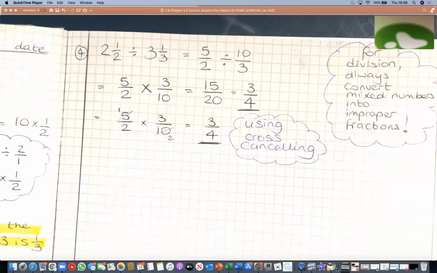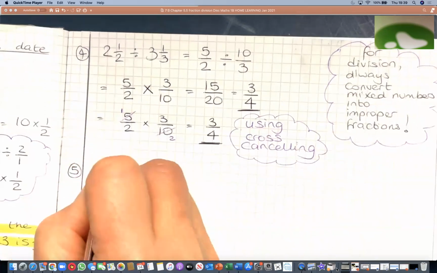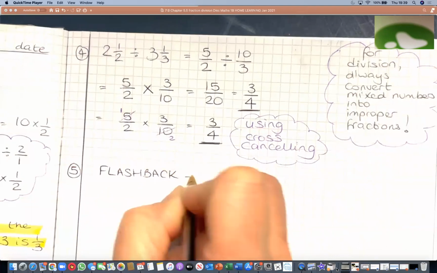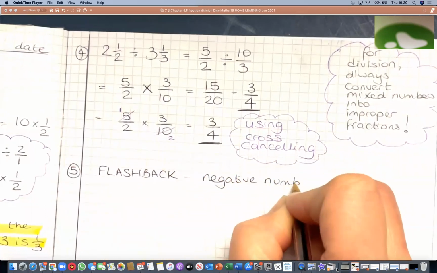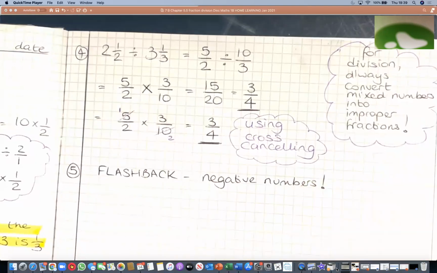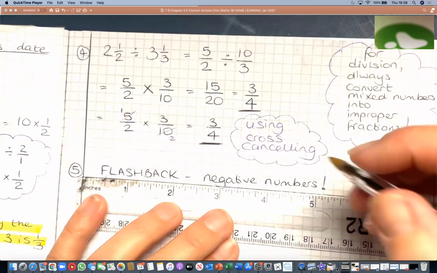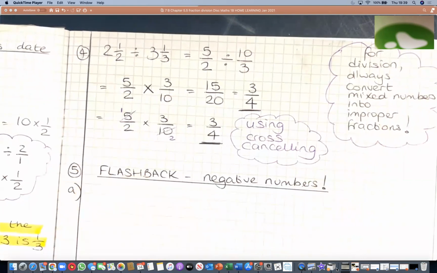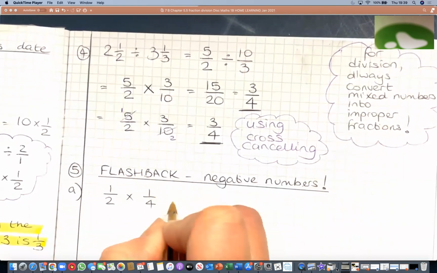Okay, right. I just want to do a couple of quick questions with a little bit of a flashback. So I'm just going to write flashback, negative numbers. So we're just going to do four quick examples here, nice and simple to start us off. Okay, so A, I've got 1/2 multiplied by 1/4.